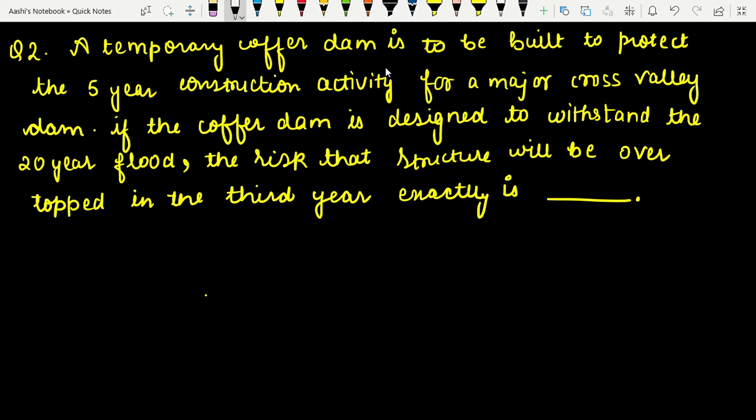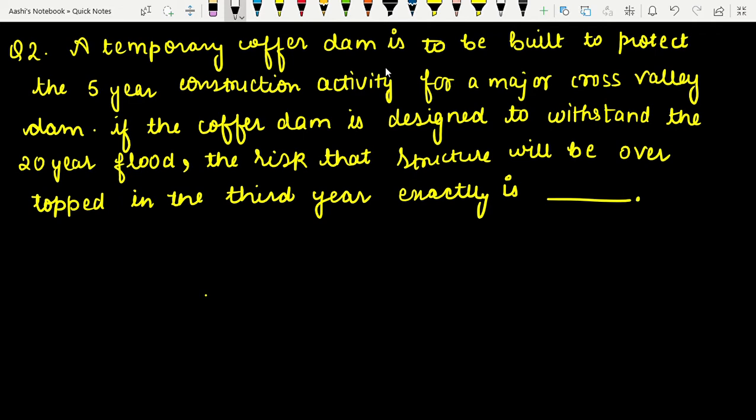Now this is a different question. First of all, what is a coffer dam? A coffer dam is a temporary hydraulic structure that we build in order to start the construction. When a dam is built across the river, we have to vacate the space occupied by water. So a temporary coffer dam is constructed there to remove the water and keep the land dry so that we can start our construction.